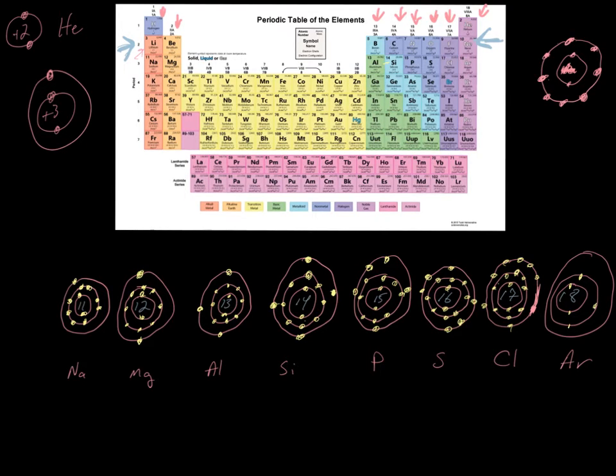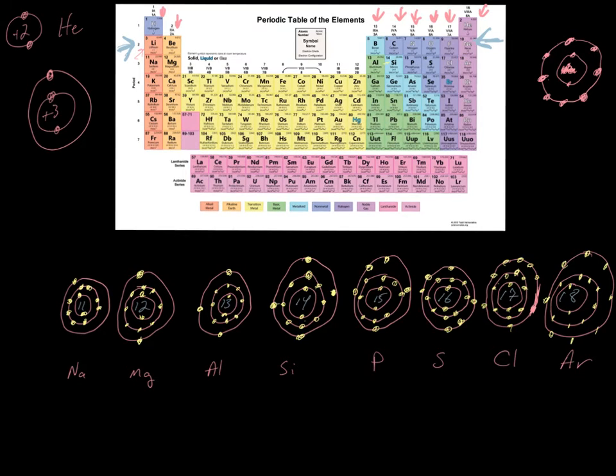8 and 2, that's 8, plus the 2 inside is 10, 11, 12, 13, 14, 15, 16, 17, and 18. So I have 18 there in total.